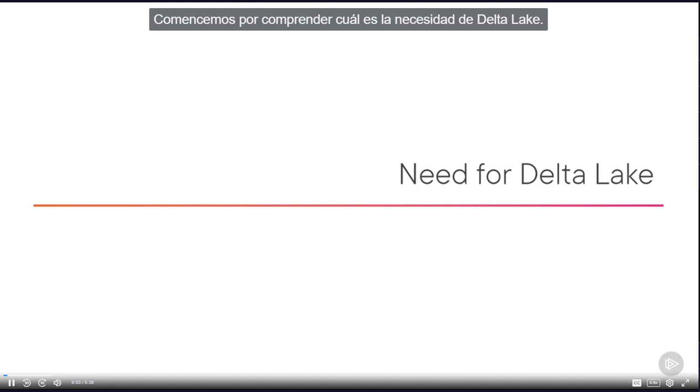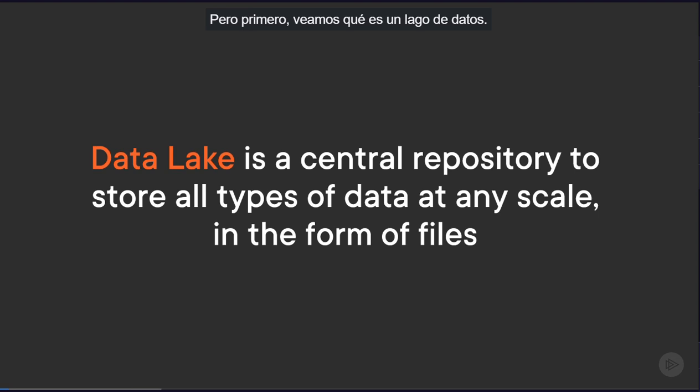Let's start by understanding what's the need for Delta Lake. But first, let's see what's a data lake. A data lake is basically a concept. It's a cost-effective central repository to store all types of data, whether it is structured, semi-structured, or unstructured data. You can store the data at any scale, and it is in the form of files. For example, you can use Azure Storage, Amazon S3, or even an on-prem data center to create a data lake.